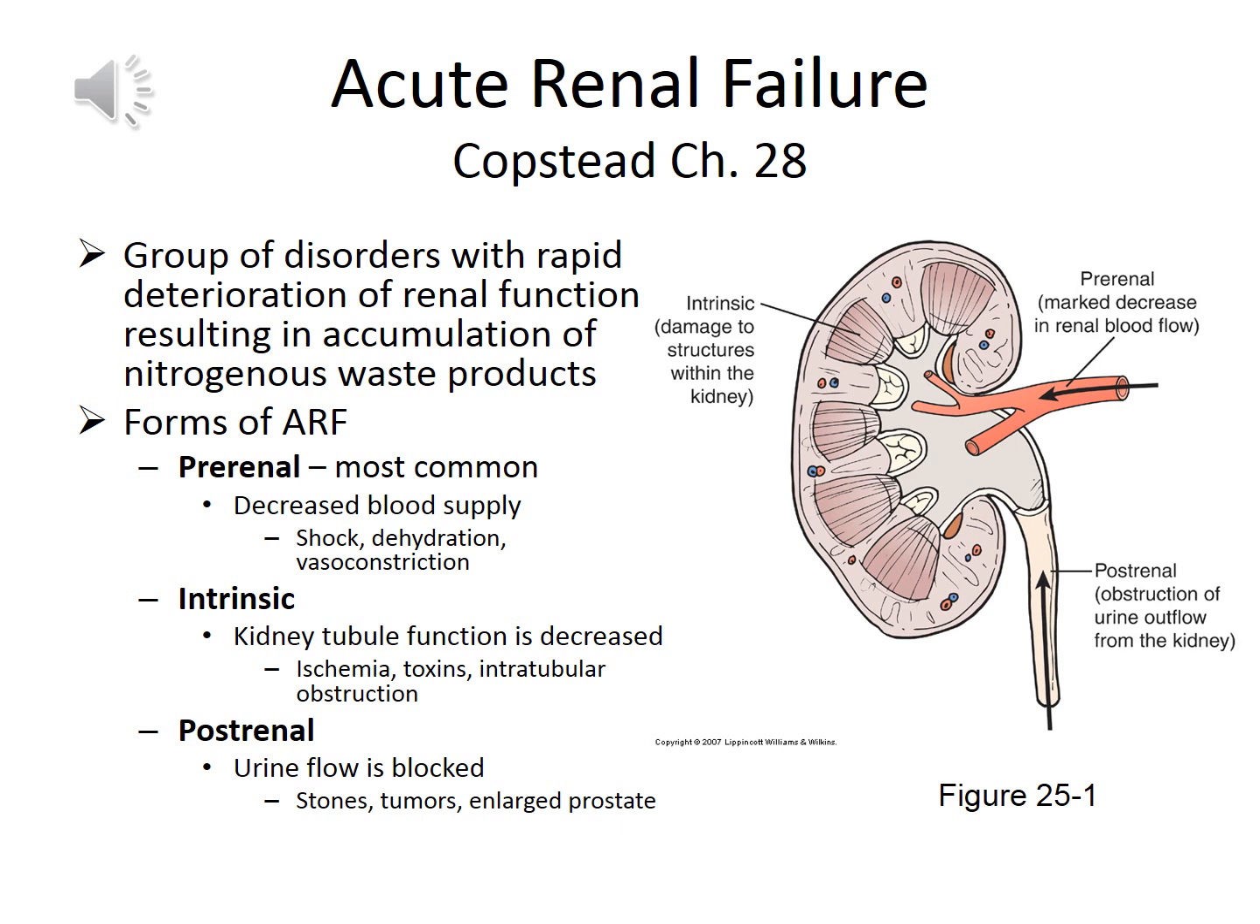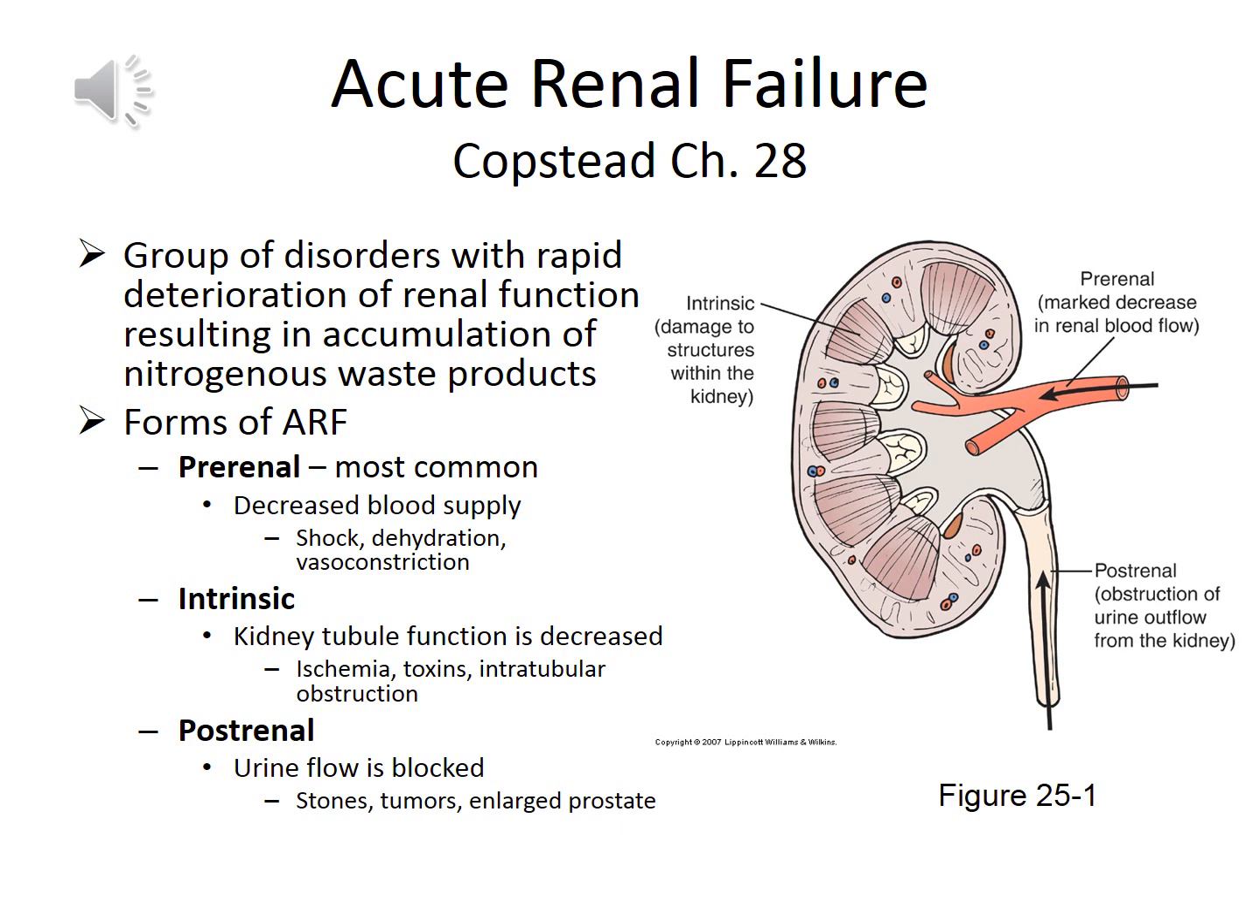If we look at the definition of acute renal failure, and by the way, we're starting chapter 28 now in Copstead, it's a group of disorders that has rapid deterioration or rapid loss of kidney function, which is going to result in the accumulation of the nitrogenous waste products that we discussed earlier: blood urea nitrogen, ammonia, and creatinine.